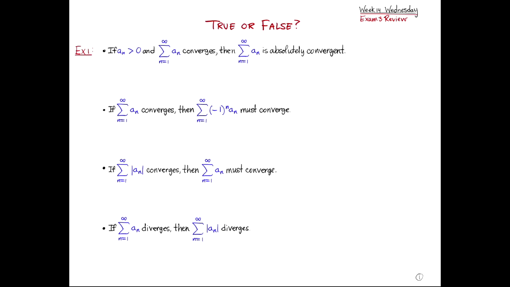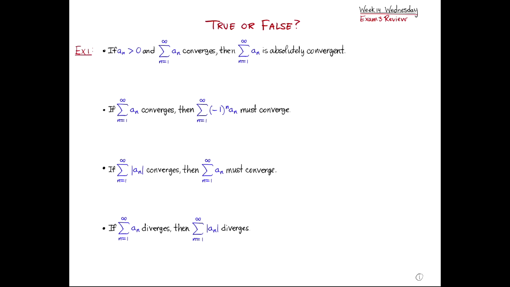Welcome to our review for Exam 3. Number 1, true or false. When something is true, you have to either prove that it's true, or else you have to give a definition or a theorem showing that it's true. If something is false, all we have to do is provide a counterexample.